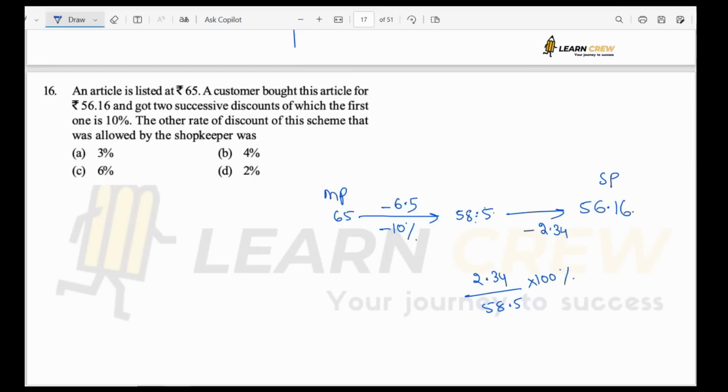When 0.585 is 1%, so simply remember, you just multiply this. If that kind of calculation is difficult for you, then 2.34 into 100, 234 divided by 58.5, you will get 4. Okay, so answer is 4%. The second rate of discount is on this price. On 58.5, 2.34 is how much? 4%. So second discount is 4%. Is it okay?